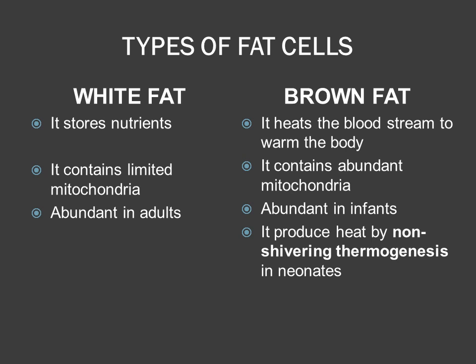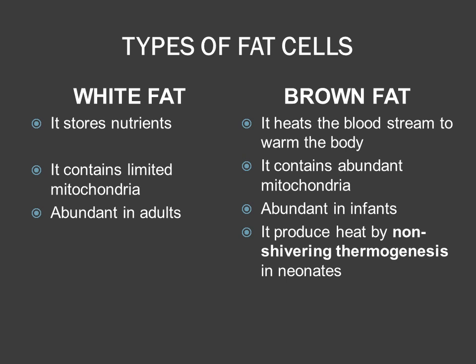Then white fat contains limited mitochondria. If you see the cells, only a limited number of mitochondria will be available in the white fat, but in brown fat abundant mitochondria will be there, right? Then white fat is mostly abundant in adults, but brown fat is abundant in infants. In infants one process takes place because of this brown fat, that is, it produces heat by non-shivering thermogenesis in neonates.